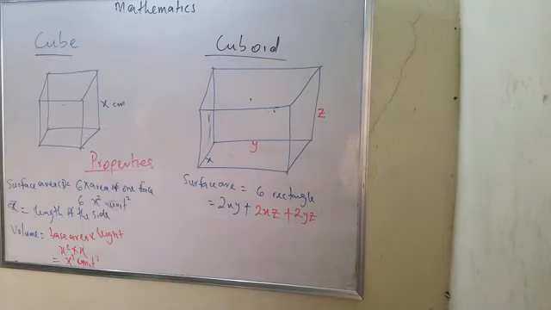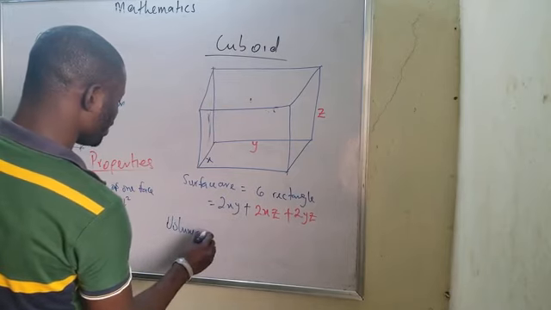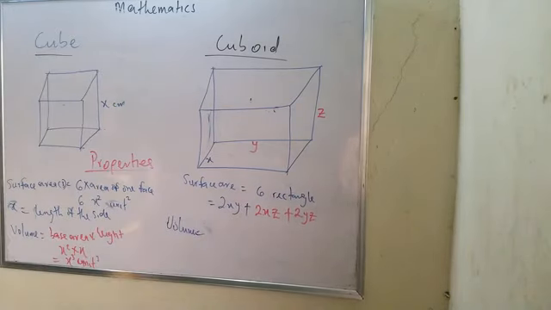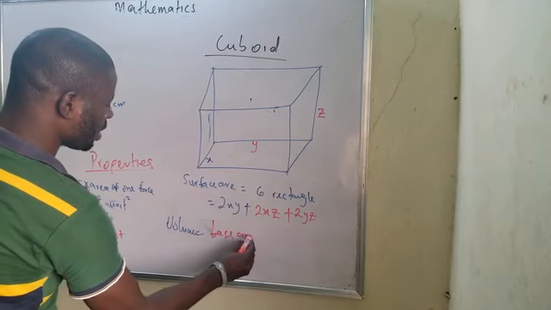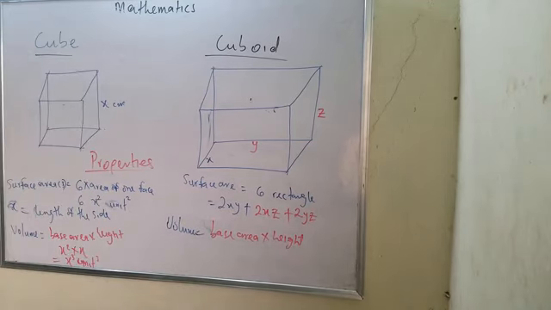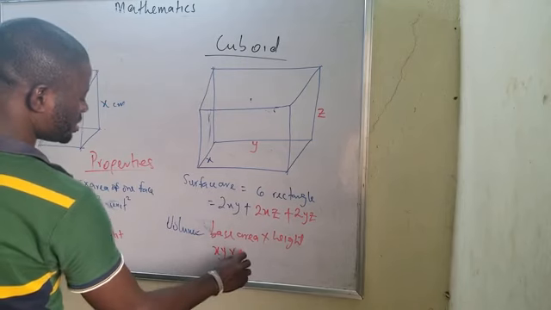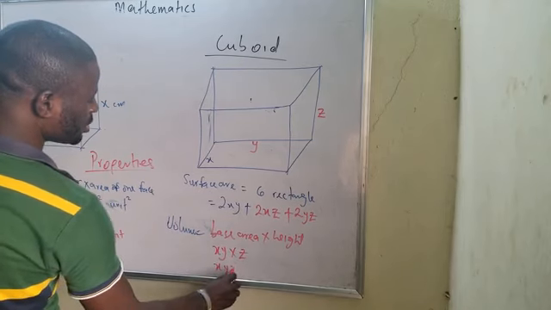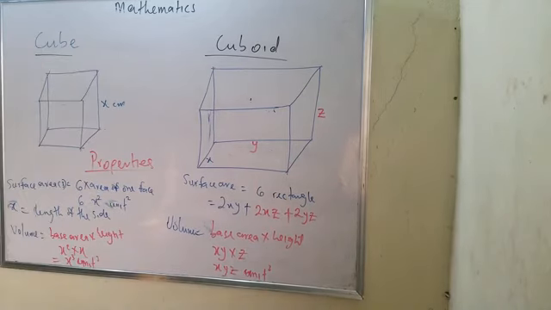That is what we are referring to. Now it means my volume will be equal to base area multiplied by height. Now, what is my base area? We have it as xy, multiplied by height, which is z, which is going to be xyz units cubed also. That's what we need to know.